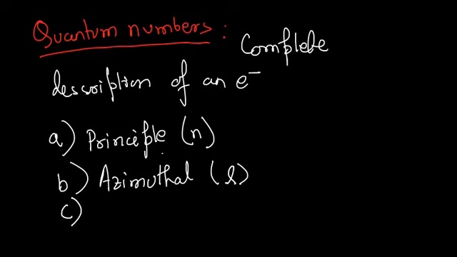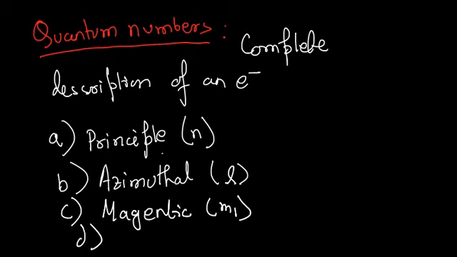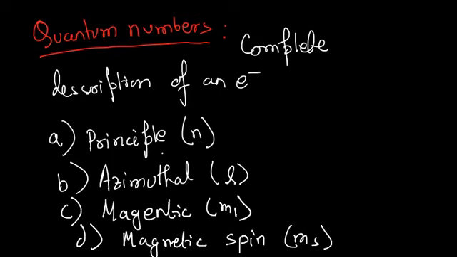Thirdly, it's the magnetic quantum number, which we usually denote by ml, and lastly the magnetic spin quantum number, which we generally designate as ms. These are the four quantum numbers that are usually needed.